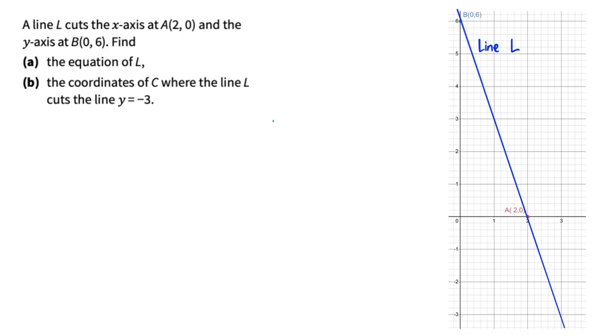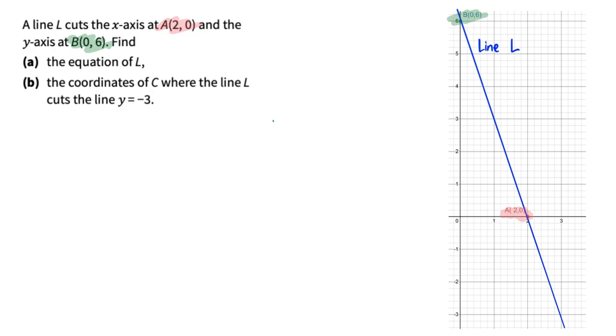Hello everyone, welcome to this video where we are given a line L, which is at the right hand side of this video, cuts the x-axis at point A. So I also have indicated there already. And it also cuts the y-axis at point B. So I also highlighted it here. Okay, (0, 6). So step 1, part A, find the equation of this line.